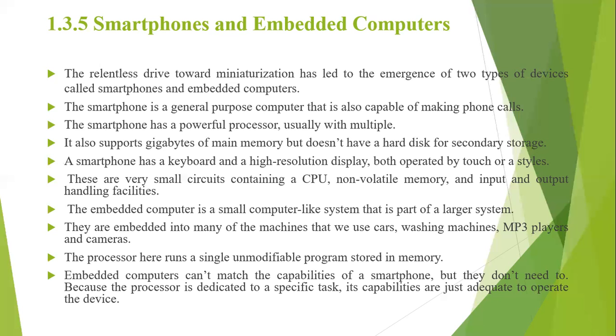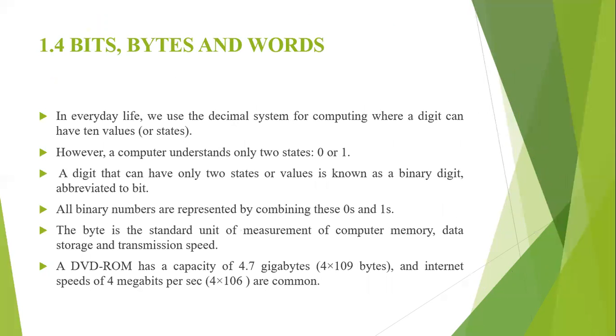So we have discussed different types of computers, from supercomputers to today's smartphones and embedded computers. Let us talk about one more important topic today, called bits, bytes, and words. In everyday life, we use the decimal system for computing, where a digit can have 10 values or states. However, in the first class, we discussed two states, 0 or 1. You can say on and off. You have heard these words from your plus 2, or PUC, classes. So 0 and 1, you can say on and off, or true or false.